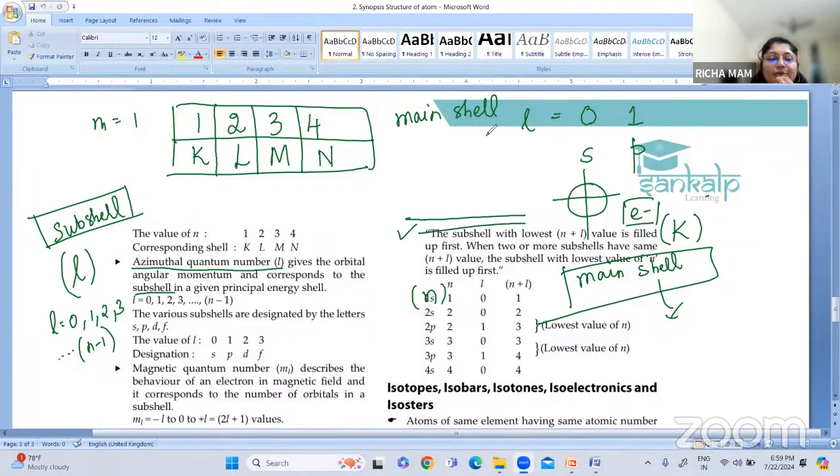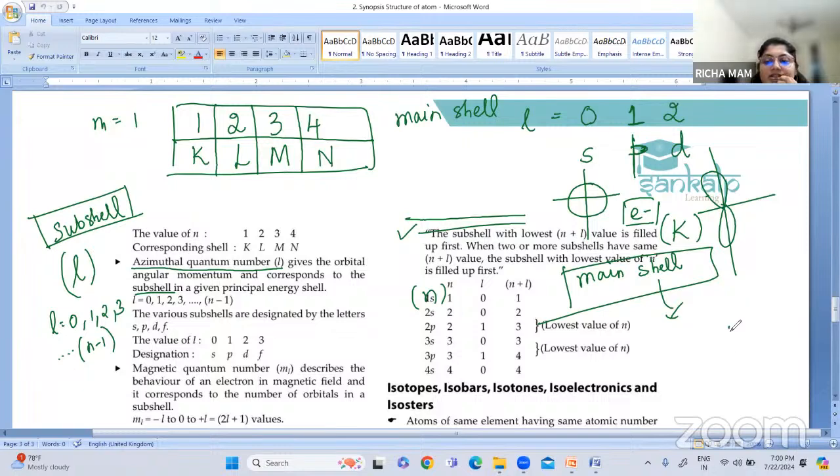What is the shape of p orbital, students? It is dumbbell shape. So whenever the value of L is 1, it is represented as P. The shape is dumbbell shape. Then if L is 2, then the subshell is D.